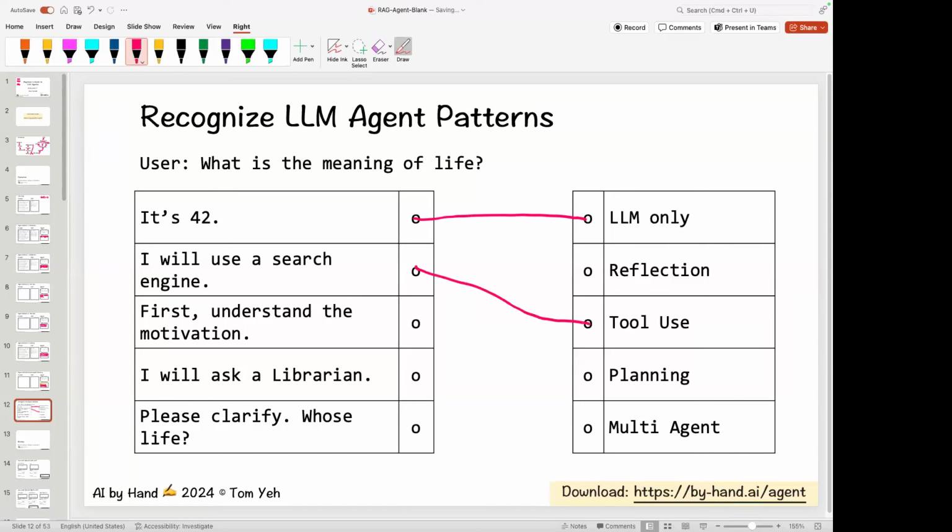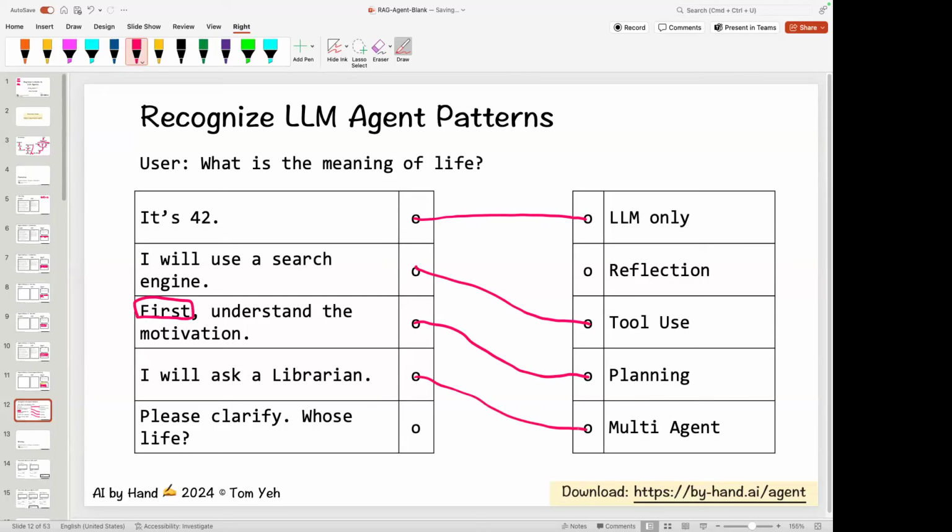What if it says, first, I'm going to understand the motivation. To understand the motivation, I can ask you a couple of questions. And what kind of pattern is this? The key is this first, and second, and third. They're taking some steps. It knows the first step is something. So this is the pattern of planning. I will ask the librarian, it is a pattern of multi-agent.